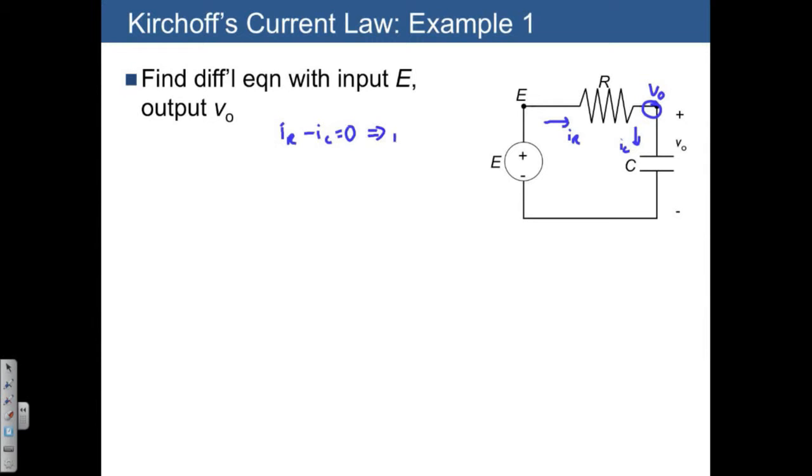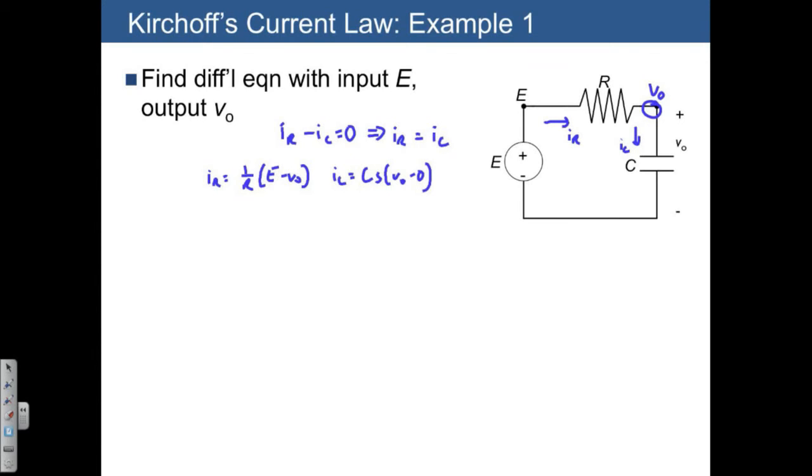It's no surprise that the current going through the resistor has to be equal to the current going through the capacitor. If we apply the element laws, IR is equal to 1 over R times E minus VO, and the current going through the capacitor is C times S times the voltage drop across the capacitor, which is VO minus 0.